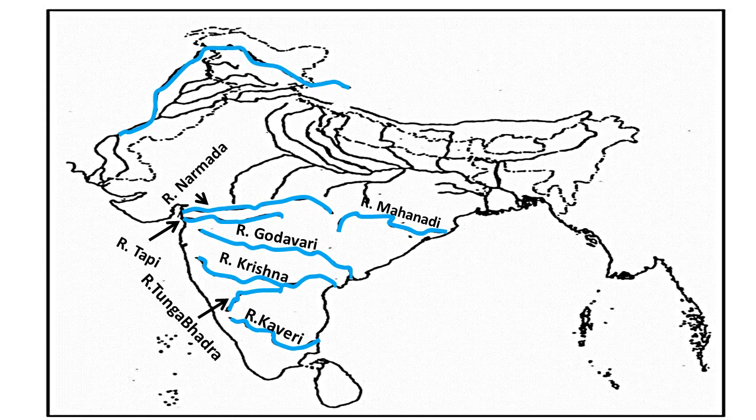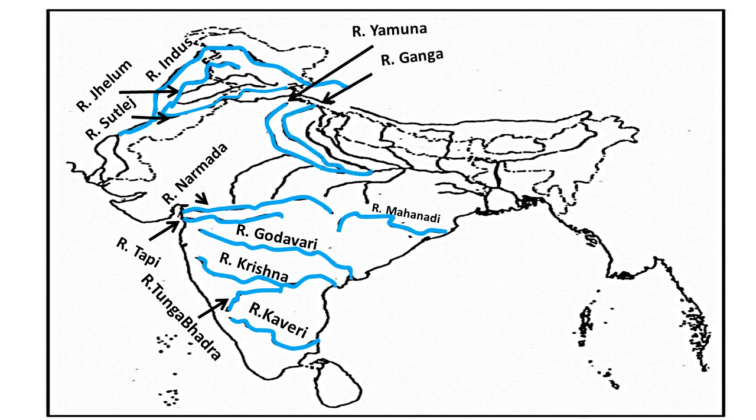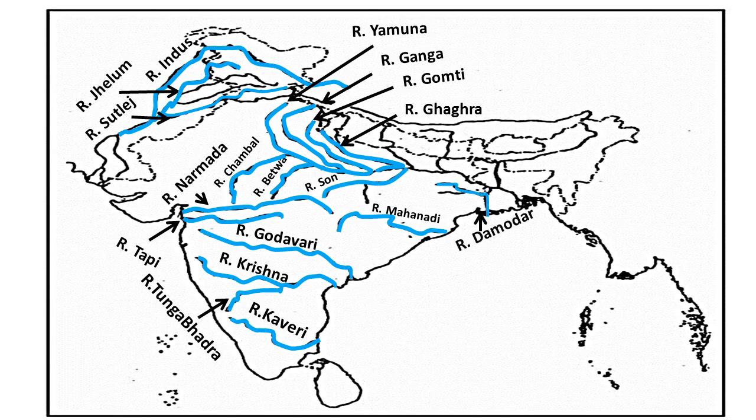Starting with Indus. Next is Jhelum. Next we have river Satluj. Then we have river Yamuna, river Ganga, river Gomti, river Ghagra. Then we have river Chambal, river Betwa, river Son, river Damodar. Lastly, we have Brahmaputra river.